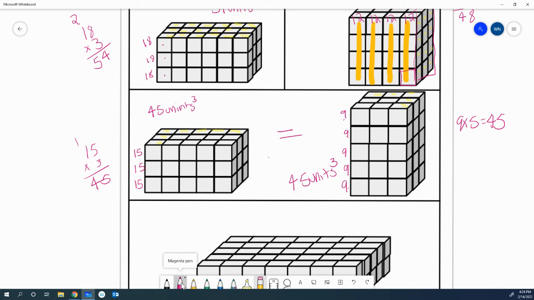Let's do a little experiment. I wonder how many unit cubes I could actually see and count. I'm going to take a pink highlighter. We're going to say 1, 2, 3, 4, 5, 6, 7, 8, 9, 10, 11, 12, 13, 14, 15, 16, 17, 18, 19, 20, 21, 22, 23, 24. So I can only see 24 cubes.